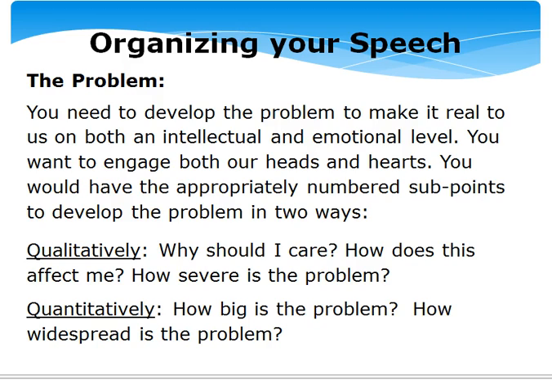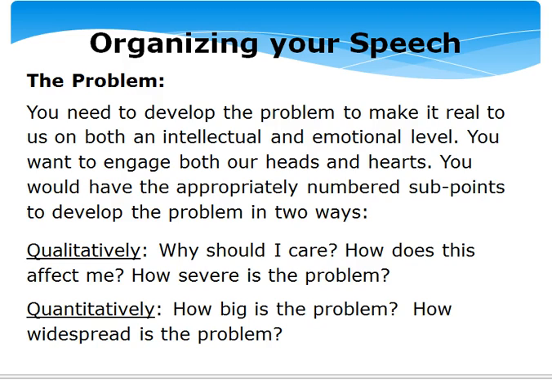So the ways that we can develop and establish there's a problem is qualitatively. This is more of the emotional appeal. Why should I care? How does this affect me? How severe is this problem? And then quantitatively, this is where you would use more of the intellectual appeals. How big is the problem? How widespread is the problem?